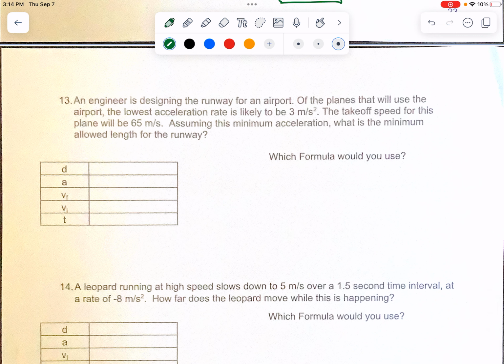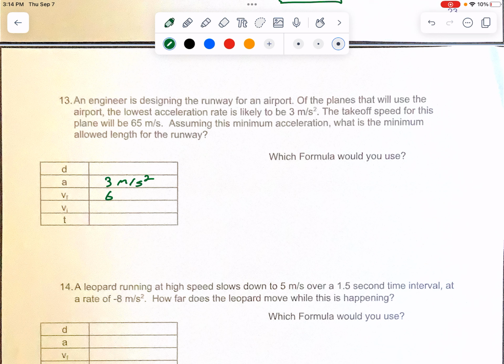An engineer is designing the runway for an airport. Of the planes that will use the airport, the lowest acceleration rate is likely to be 3 meters per second squared. So there's your A. The takeoff speed for this plane will be 65 meters per second, assuming the minimum acceleration was the minimum allowed length. Okay, 65 meters per second is not your initial velocity. You're sitting there, and then you start taking off. So you need to have a final velocity of 65 meters per second in order to get off that runway.